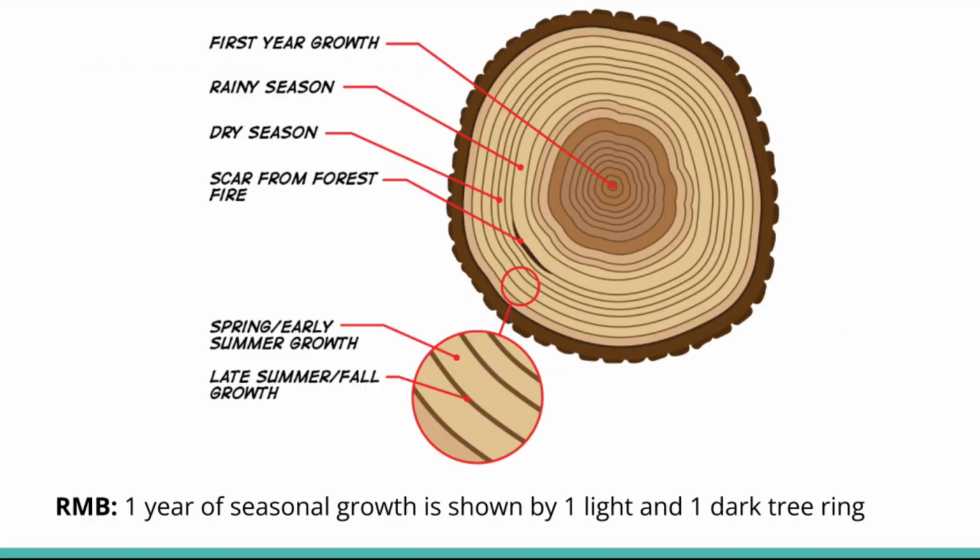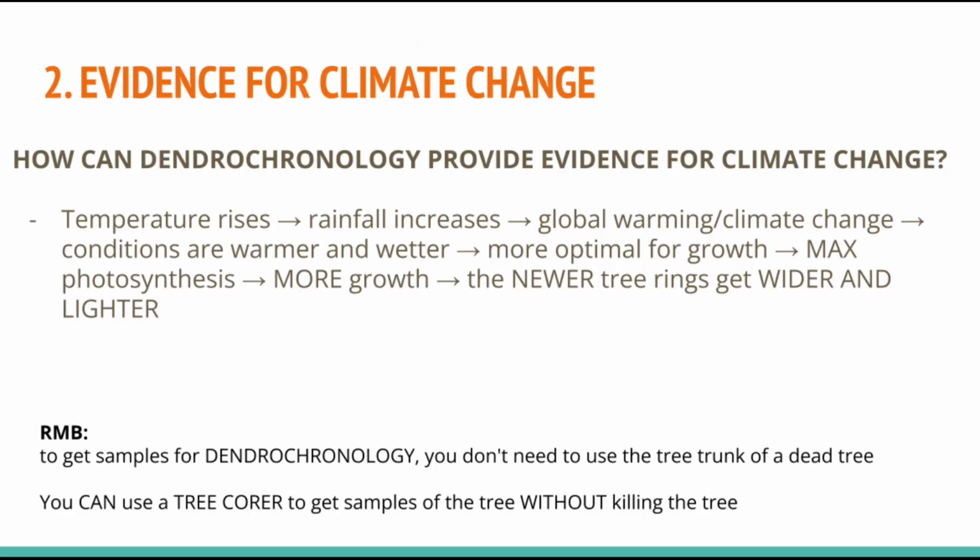This is an image of tree rings, and you can see in the very center is the first year of growth. This is the first tree ring formed, and as you can see around the first year growth, the tree rings around it all have different colors, being light and dark, and have different thicknesses. As you can see, the rainy season is light and wide, but the dry season is dark and thin. And you have to remember that one year of seasonal growth is shown by one light and one dark tree ring. But how can dendrochronology provide evidence for climate change in the first place?